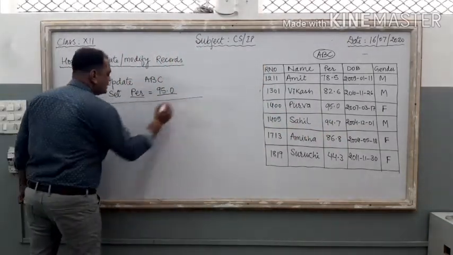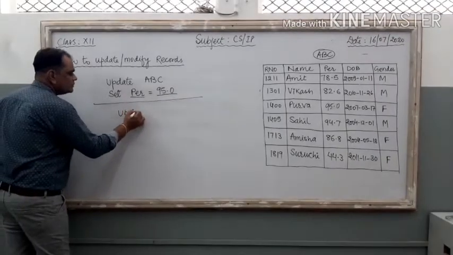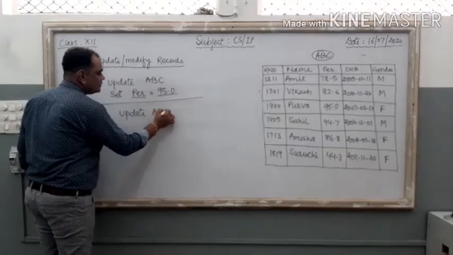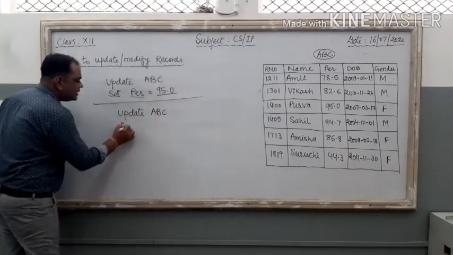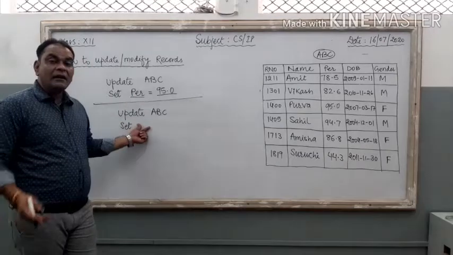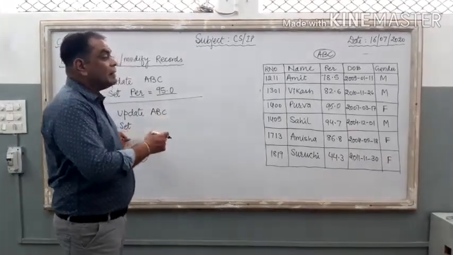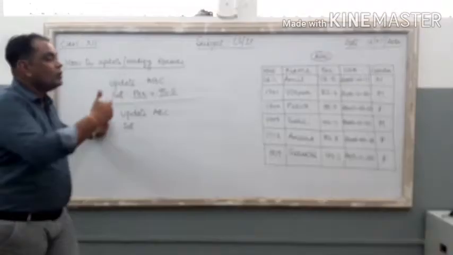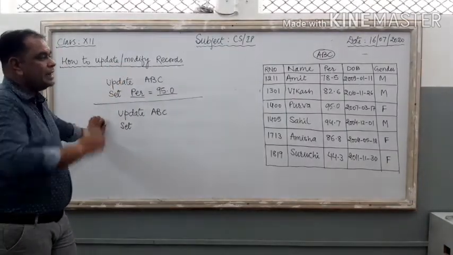Now the next command is update, then the table name, it is ABC. In the next line, set. Here write the particular column name where you want to update the value. I want to update in the date of birth column.